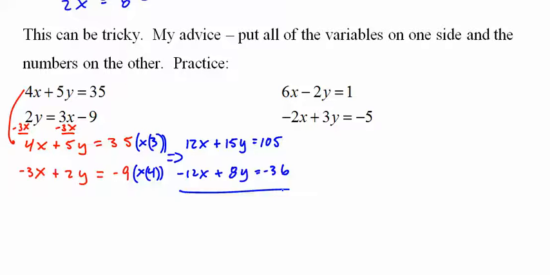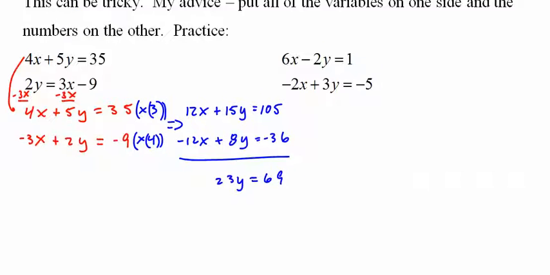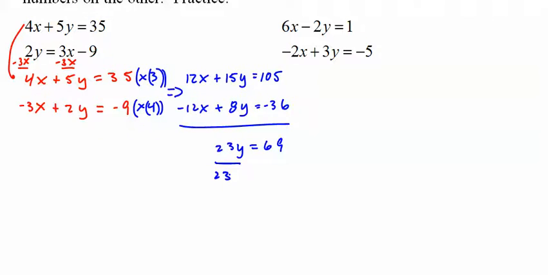So I thought I had more examples here. That's fine. Add them down. 23y equals 69. Divide by 23. Y equals 3.